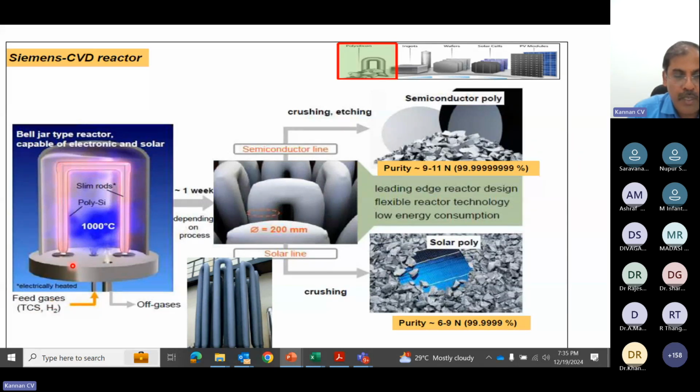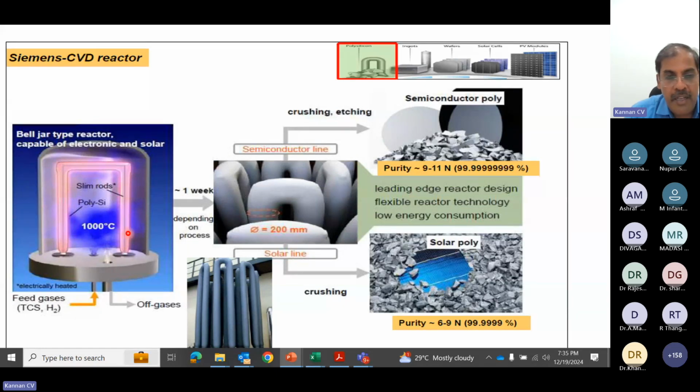Trichlorosilane gas, high purity trichlorosilane, will be fed into the high temperature CVD furnace, and then at high temperature the trichlorosilane will dissociate and silicon will deposit on the very heated rod. So a seed rod will be fitted in here, and with high temperature, the TCS will dissociate and deposit on the heated silicon rods.